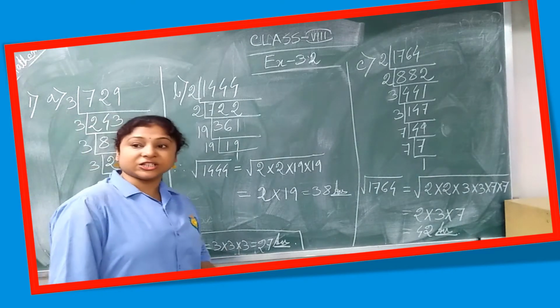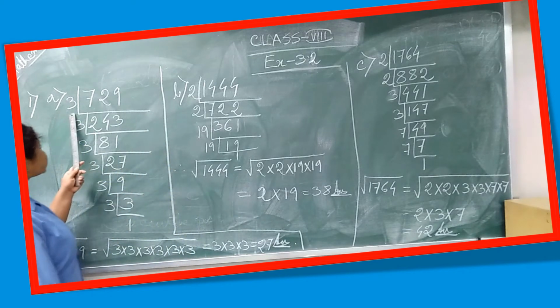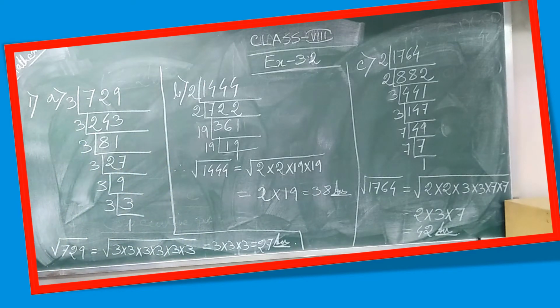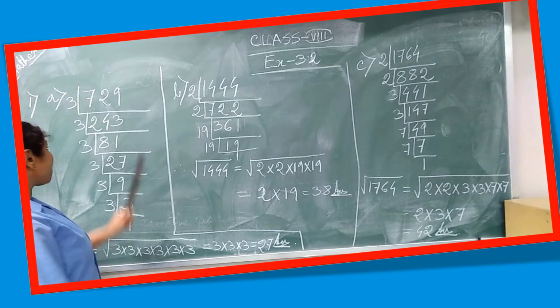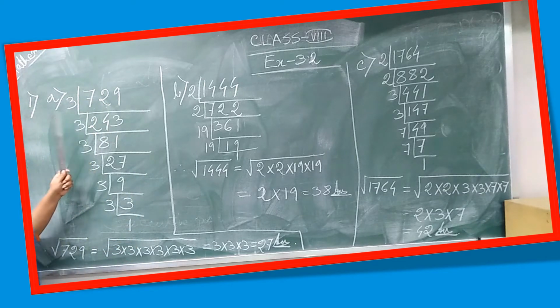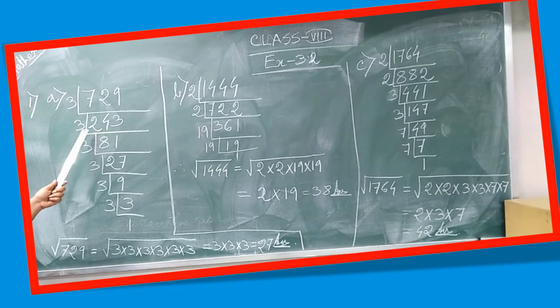By the prime factorization method, that means you have to start with a prime number always. So by 3 I have divided it. How did I understand it is divisible by 3? You know the method. 7 plus 2 is 9, and 9 plus 9 is 18. So it will be divisible by 3. By 3 when you divide this, it will come 243. After that again by 3, 81. By 3, 27. By 3, 9. By 3, 3, and by 3, 1.